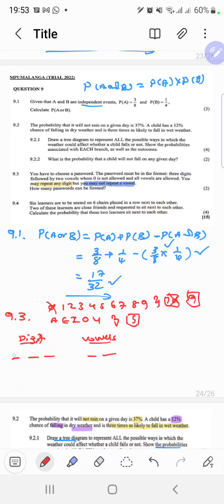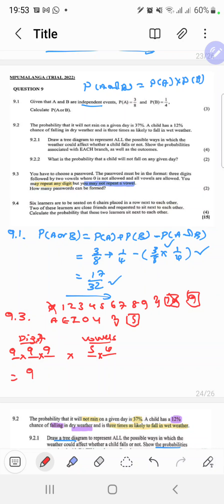And then of course for this first spot we have 9. But remember, we are allowed to repeat. So we still have 9. And then we still have 9. So we're multiplying these things here. But vowels, we don't repeat. So we have 5 options for the first spot and 4 options for the second spot, and that's it, because we can't repeat.